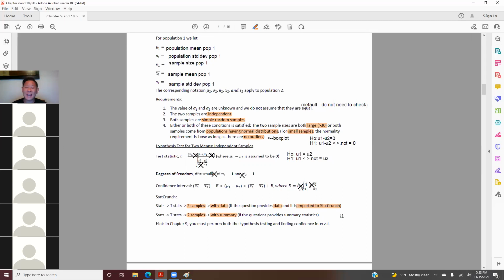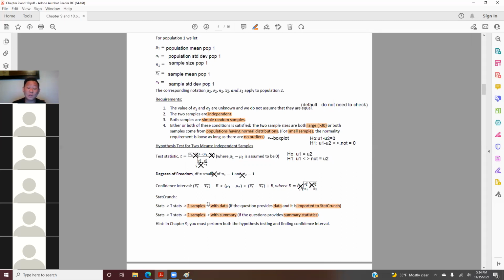If you import anything in StatCrunch, or if you use data from the textbook, the bears, the weight, and all those things that you got from StatCrunch, you use with data. If you use with summary, it means summary statistics are provided, meaning the question provides you the sample mean, the sample standard deviation, the sample size, and so on. So you do with summary here.